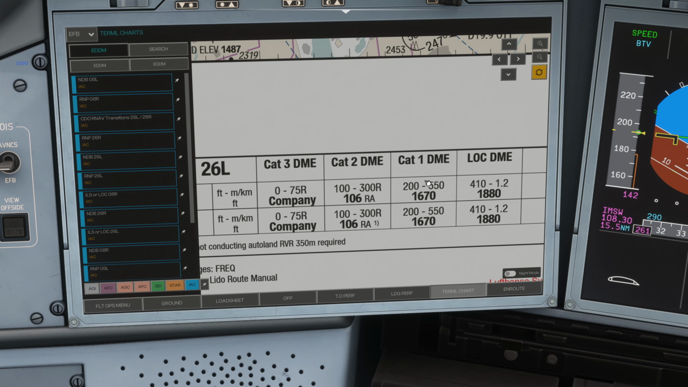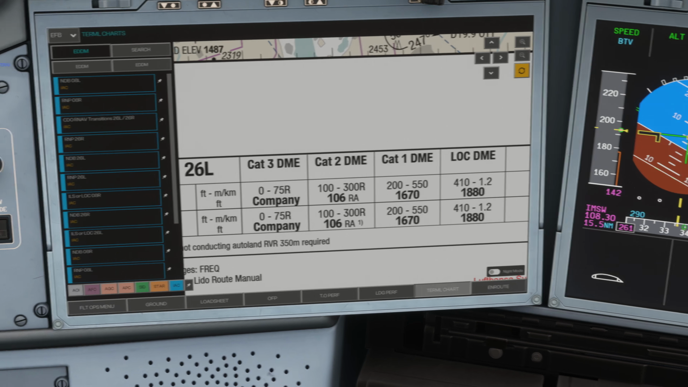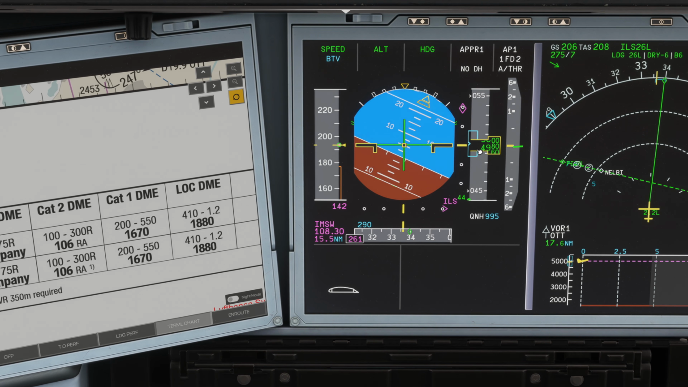That's the approach that is flown in the vast majority of cases when you do an ILS and complete a manual landing. You will notice that you require the ceiling above 200 feet with a visibility of 550 meters, and that equals a barometric minimum of 1670. Note that I emphasize barometric over here because that comes from your altimeter.